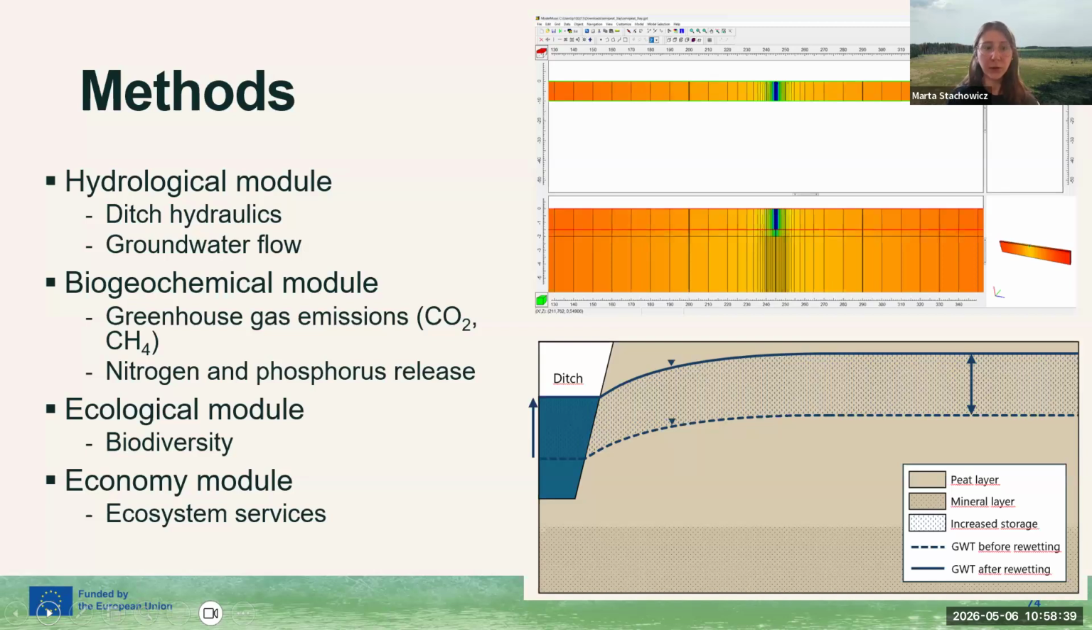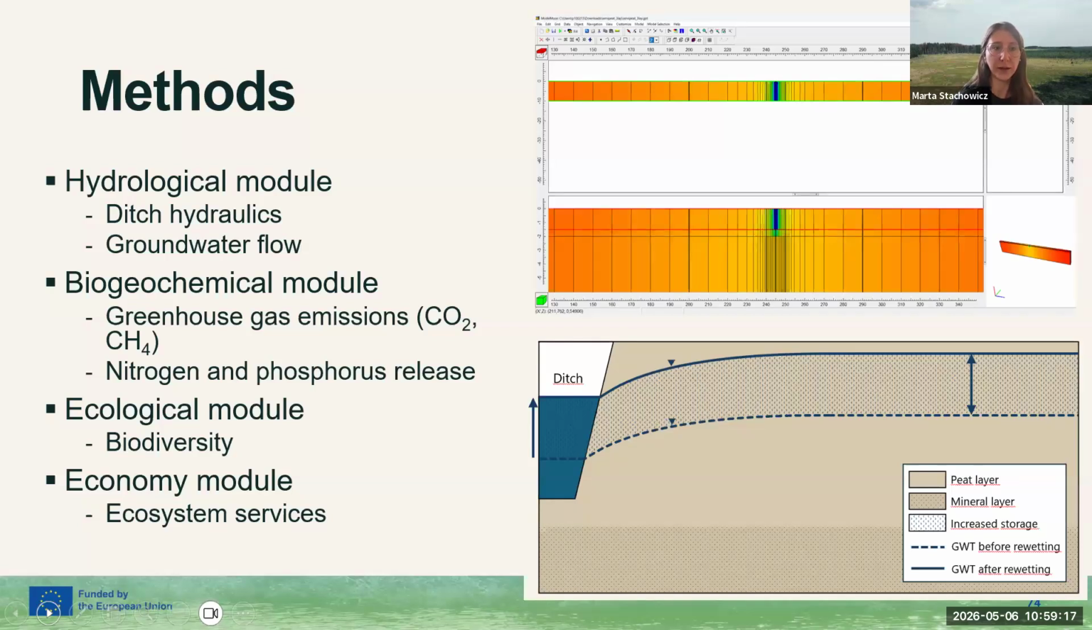And in the biogeochemical module, we incorporate land surface models that were also developed and upgraded within Wet Horizons. So we use OrchidPeat for greenhouse gas emissions, and we model CO2 and methane. And we also model nitrogen and phosphorus release, which accounts for a kind of consequence regarding peatland rewetting. The ecological module contains biodiversity, and that is based on the BioScore model, also upgraded within the Wet Horizons project. And then we incorporate the economical module.